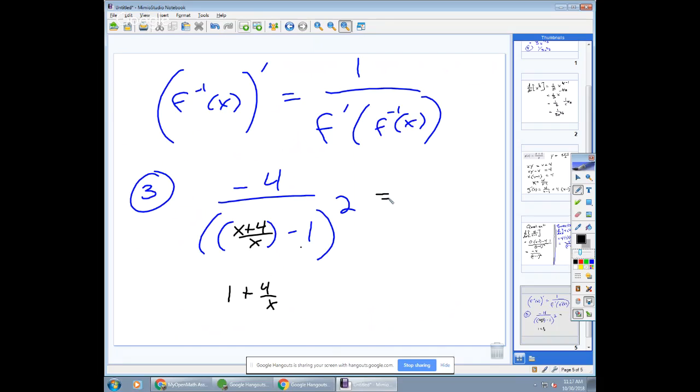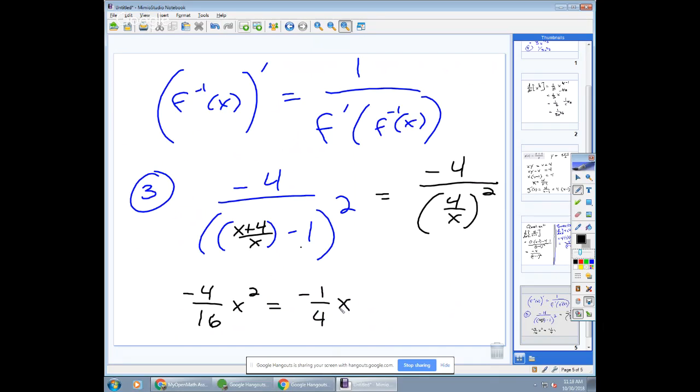So then this is going to become negative 4 over (4 over x) squared. Oh no, I dropped the square. And that cleans up kind of nice. So we're going to have a negative 4 over a 16, and dividing by x squared in the bottom becomes a multiply in the top. So that's negative 4 over 16 times x squared, or negative 1/4 x squared.